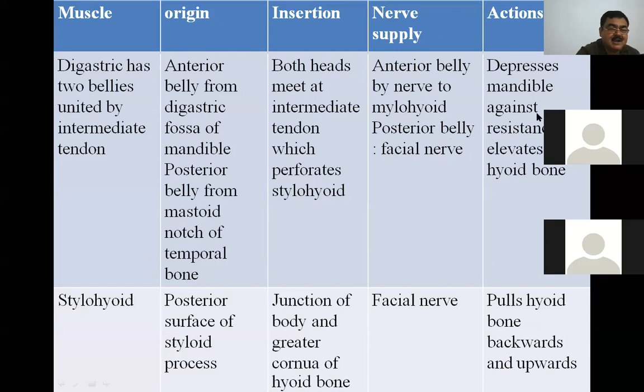Action: it depresses the mandible against resistance and elevates the hyoid bone. So it elevates the hyoid bone and depresses the mandible. Next muscle is stylohyoid muscle. This is the posterior surface of the styloid process. It takes origin from the posterior surface of the styloid process, and insertion is the junction of the body and greater cornu of the hyoid bone.